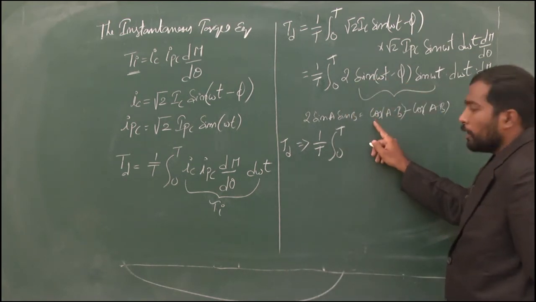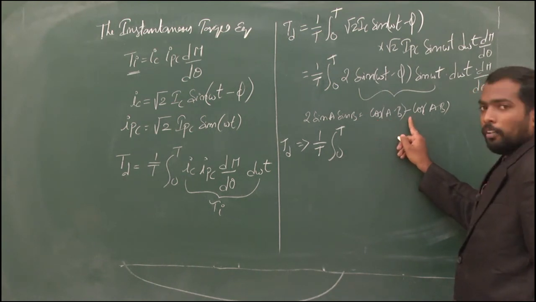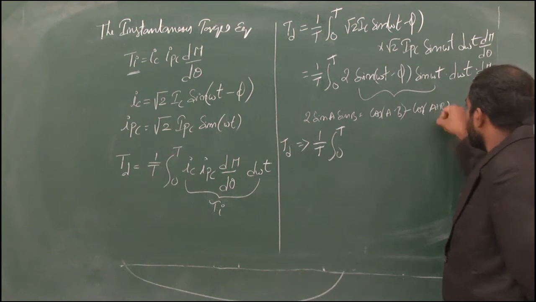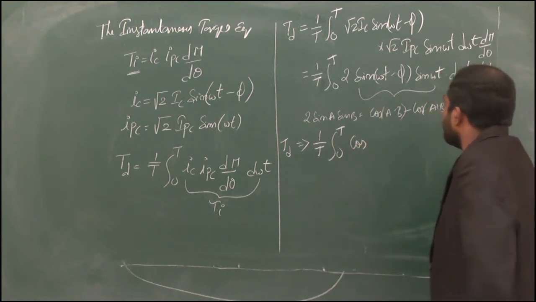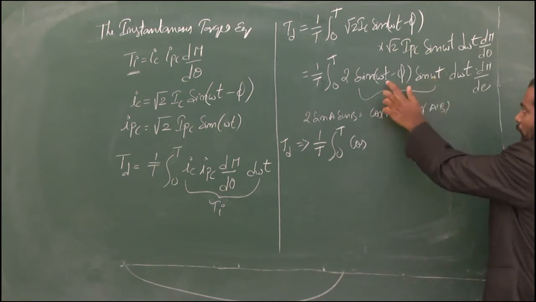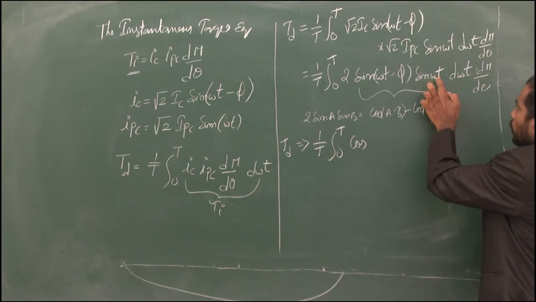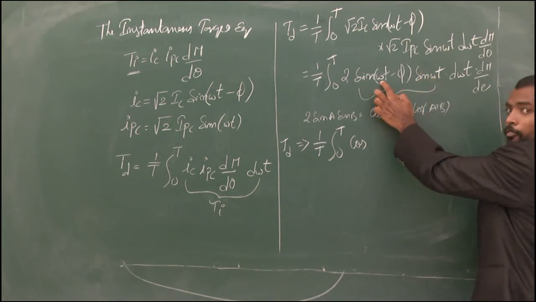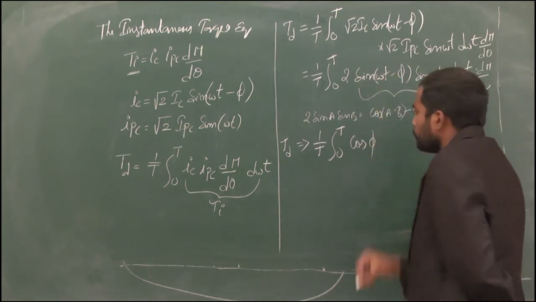So when you solve it, what you are getting, you should substitute it by cos A minus B minus cos A plus B, right? So it is nothing but cos of A minus B. I am taking omega t as A and I am taking this as B. So cos of A minus B will be equal to omega t minus (omega t minus phi). So it will be nothing but cos phi, right?